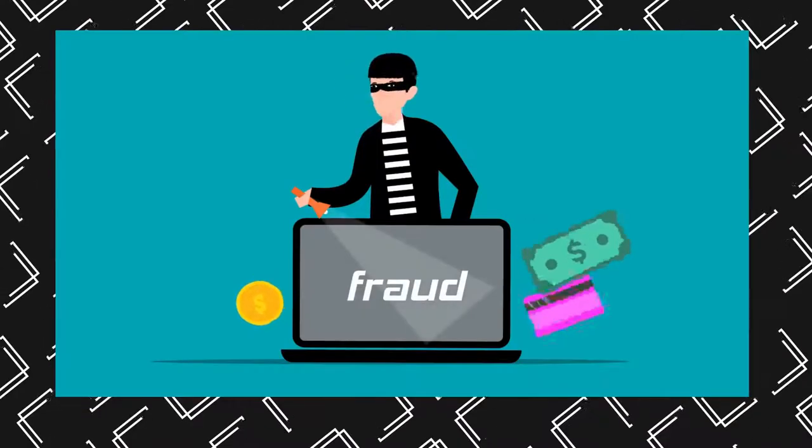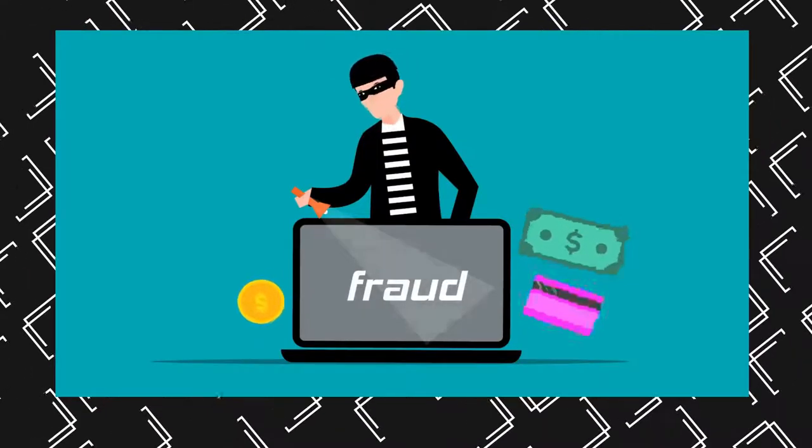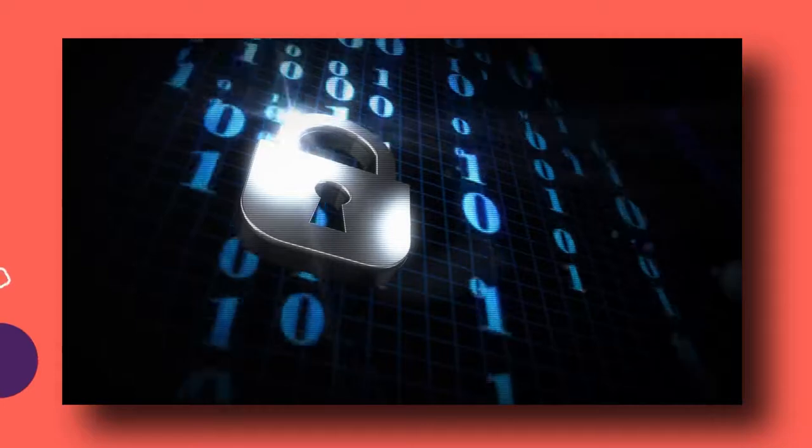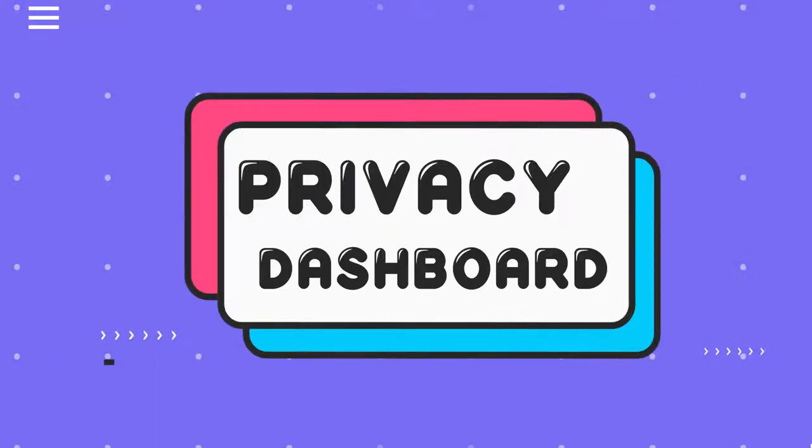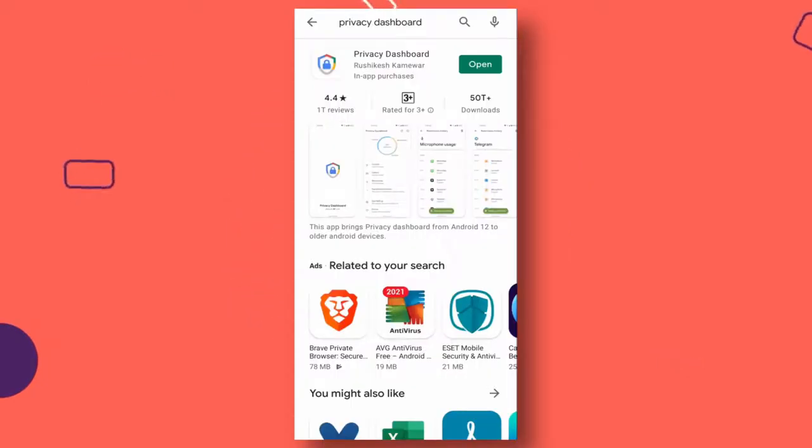With all the security breaches nowadays, Android 12 has a new feature called Privacy Dashboard, which allows you to see and manage how applications utilize your smartphone. For a budget range Android device, it is less likely to get this update. The Privacy Dashboard app will allow you to get this feature on your Android device, and it is available from the Play Store.